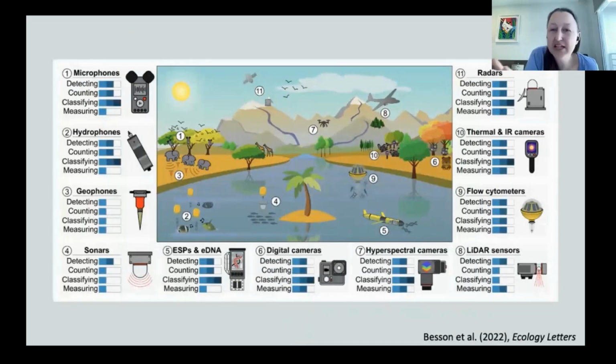And I really like this as a comprehensive overview of all of the different technologies and what they're being used for. Something I haven't mentioned a lot as well is just environmental sensors, right? Weather stations, pH monitors, soil probes. All of that is an additional suite of technologies that we can use to understand the ecosystem condition around us.